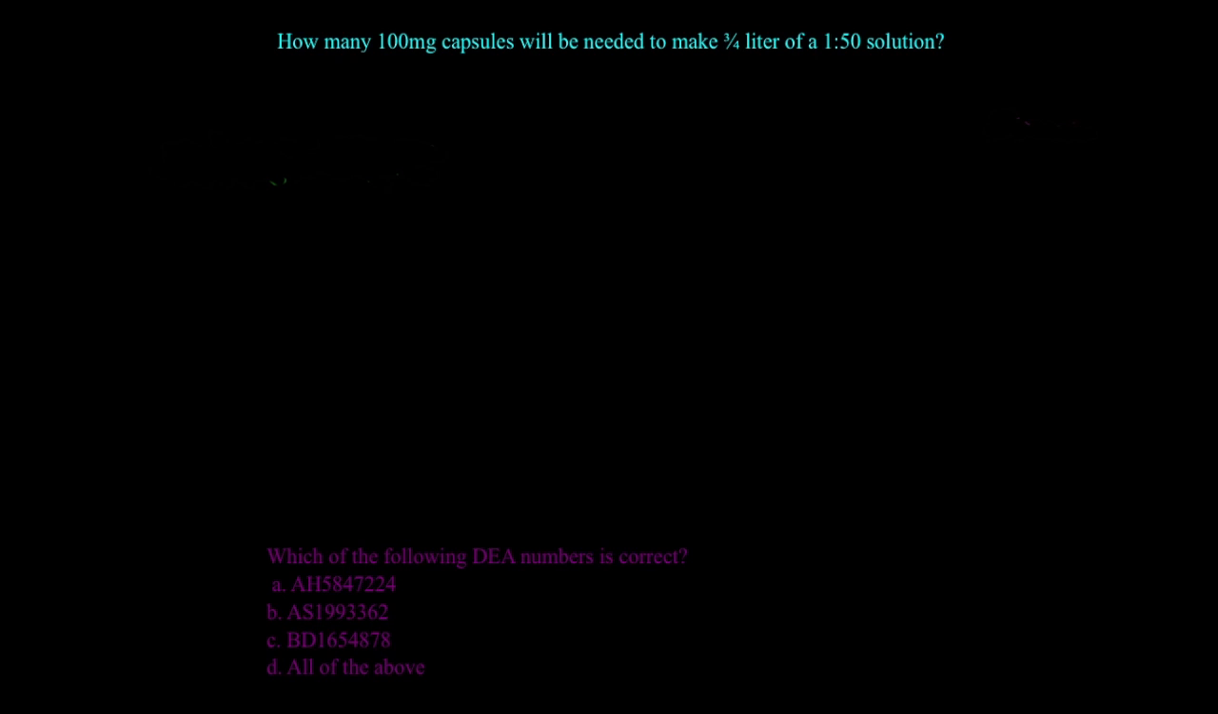All right, so this next question is probably going to be one of the more challenging ones. So go ahead and pause and see if you can do it by yourself. So the question is asking how many 100 milligram capsules will be needed to make a 3/4 liter of a 1 to 50 solution. So we know that one capsule is equal to 100 milligrams. Now we're going to want to convert the 3/4 liter into units that we usually like. So we like milliliters. So if we convert the 3/4 liter to milliliters, that's going to give us 750 milliliters.